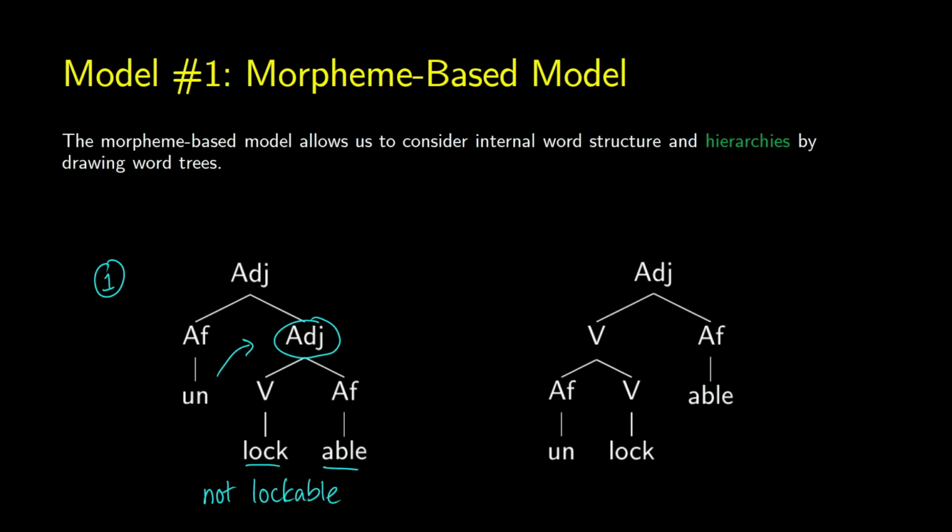But there's another way that we can do this, and we can call this interpretation number 2. First, we can take lock and then attach un to it to make the word unlock. So this is like reversing the process of locking. Now, we're going to take this suffix able and attach it to the verb unlock to get the adjective unlockable. Now, this has a slightly different meaning. This meaning is can be unlocked. It has the ability to be unlocked. So unlockable is ambiguous. It has two meanings, and we have two structures, one for each meaning, which is perfect because different structures should lead to different meanings.